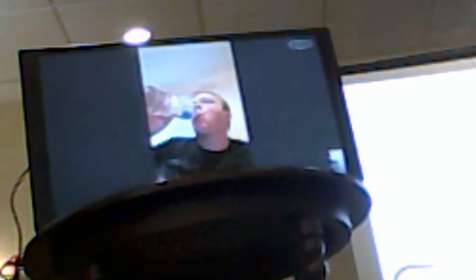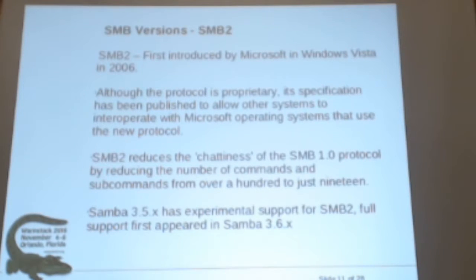Next slide, please, Neil. Okay, SMB2. SMB2 was first introduced by Microsoft in that wonderful product called Windows Vista in 2006. Whilst their version of the protocol is proprietary, the specification was published, which allows other systems to interoperate with Microsoft operating systems that use that new protocol. So as evil as Microsoft is, at least they did do that.